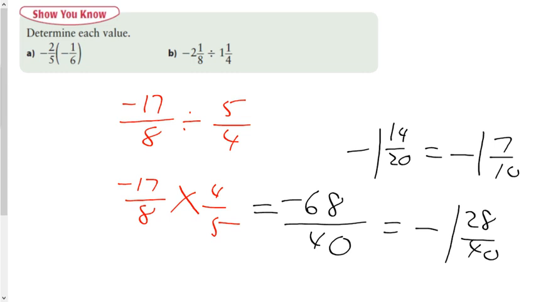But if you cross-reduce, look how much easier life is. Seriously, look at that. You get negative 17/10 right away. Boom. Which is negative 1 and 7/10. Cross-reduction. It's the way of the future.